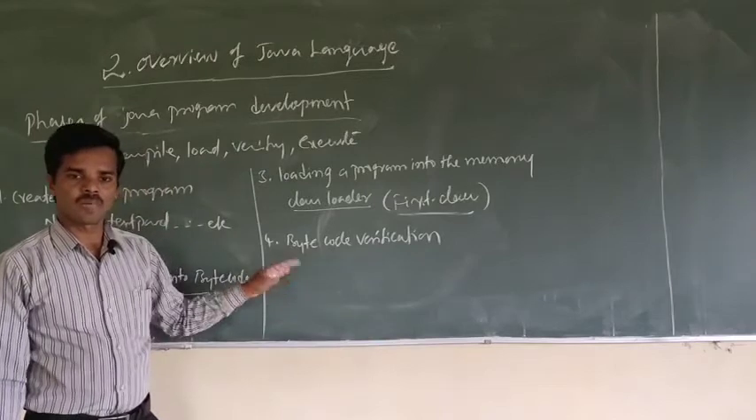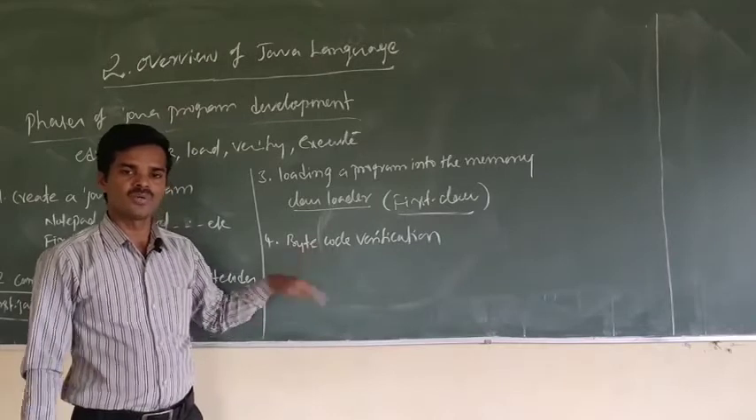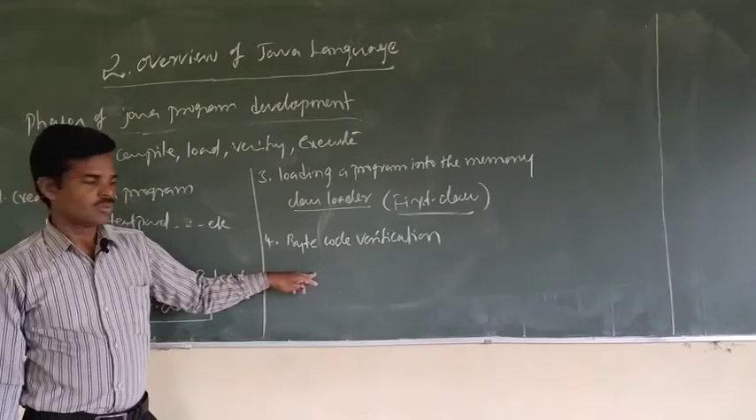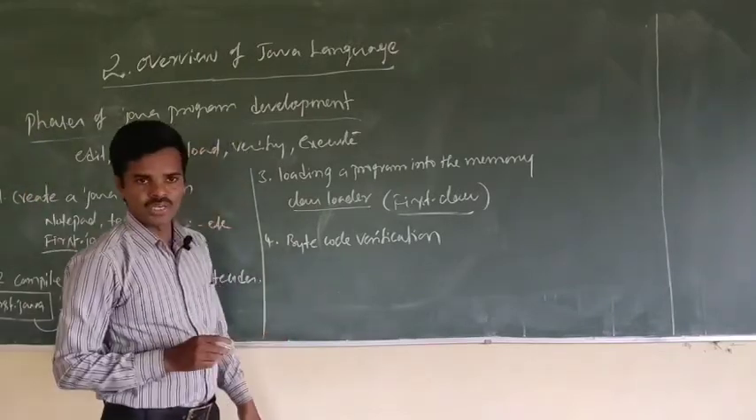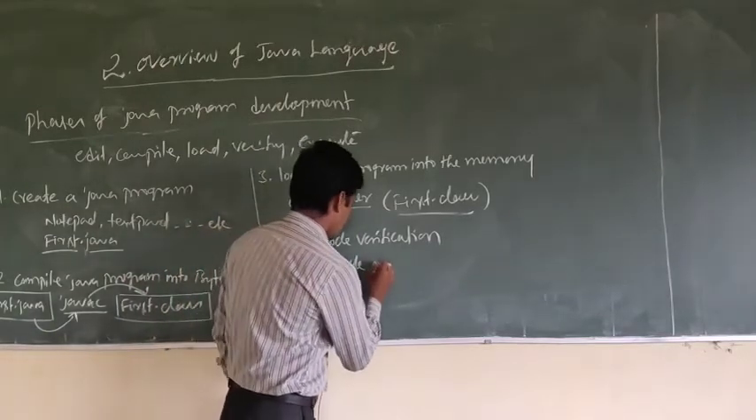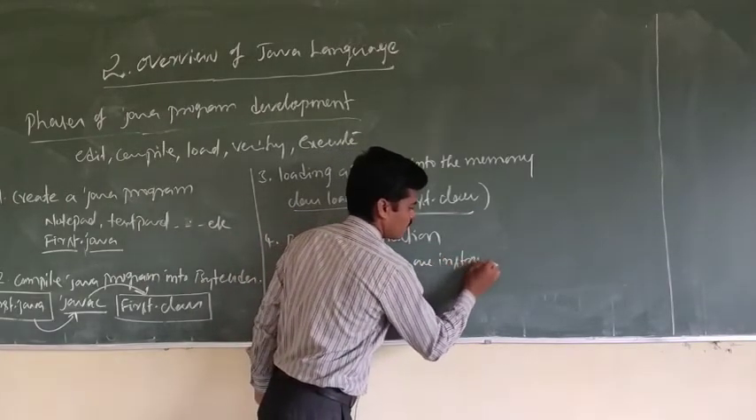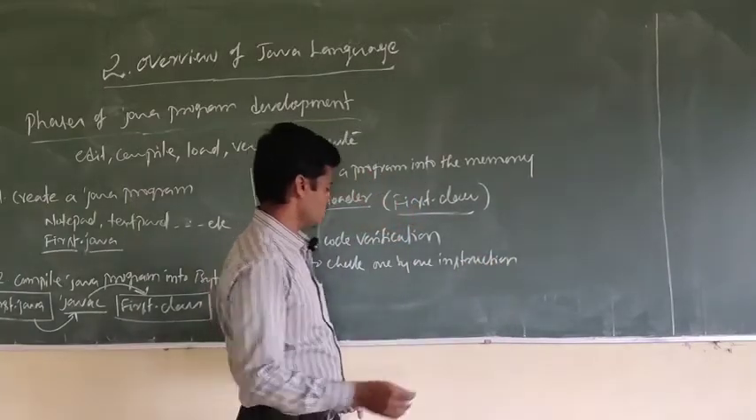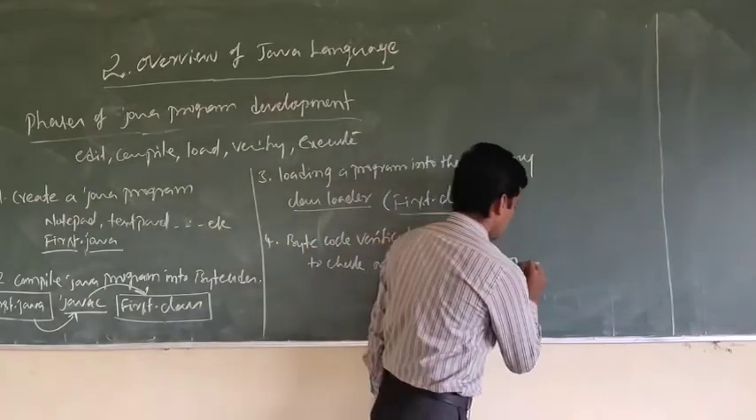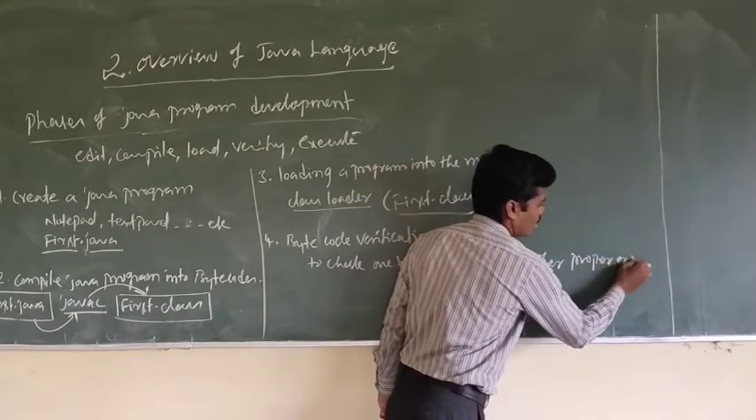Once all the instructions are proper, your program will start executing, it will continue the execution. If the instructions are not proper, then it will terminate the execution. So that is bytecode verification. It will check one by one instruction, whether each is proper or not.